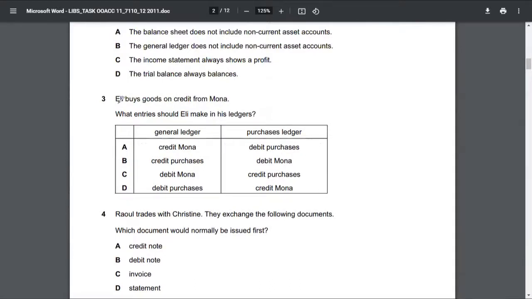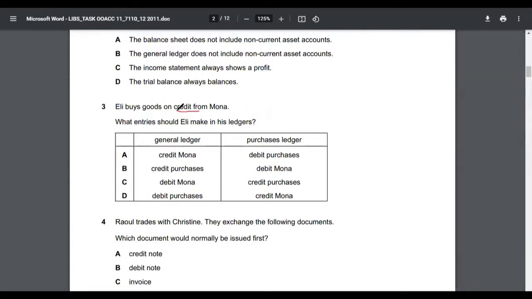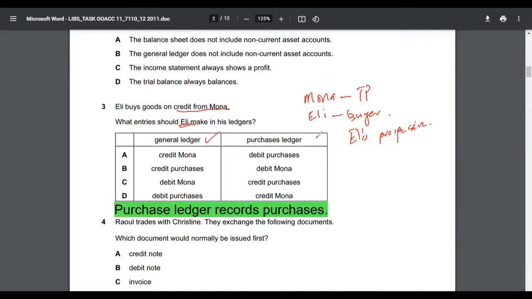Multiple choice 3. Ellie buys goods on credit from Mona. So Ellie buys goods from Mona. So Mona is basically the trade payable, and Ellie is the buyer. What entries should Ellie make in his ledger? So it is important. It's asking from Ellie's perspective. So what entry would Ellie make in the general ledger and purchase ledger? So the purchase ledger records all the trade payables.